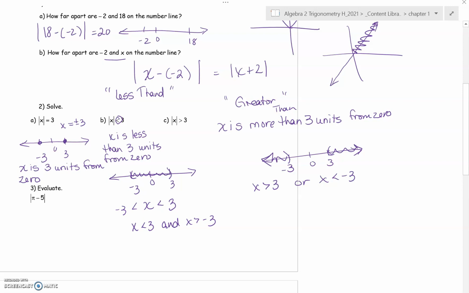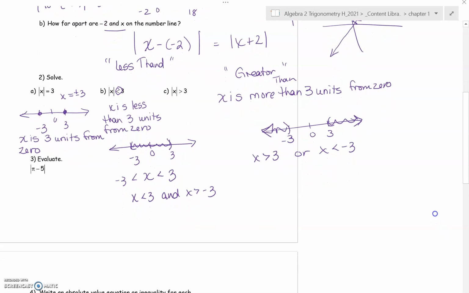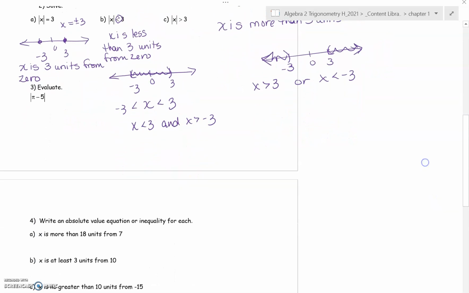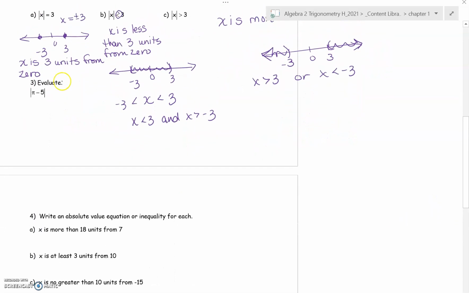All right, let's go ahead and think about some problems with numbers. If you take a look at number 3 here, it says evaluate the absolute value of pi minus 5. So go ahead and pause the video. How would you rewrite that without an absolute value symbol?